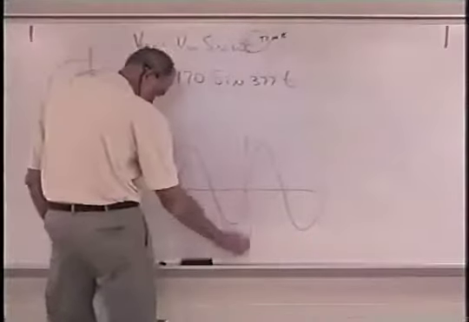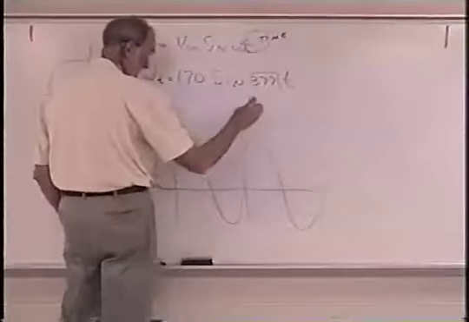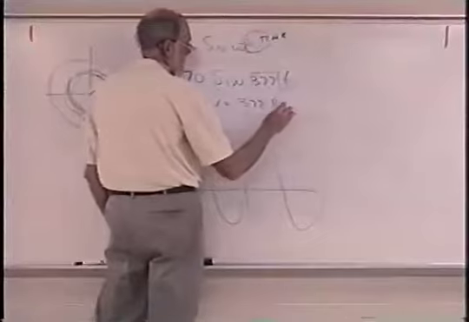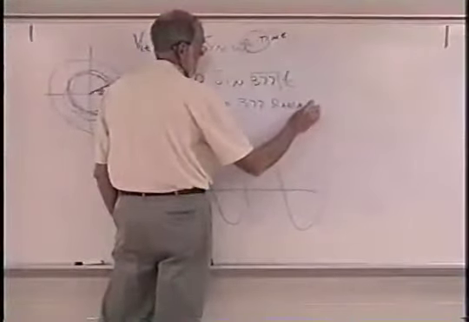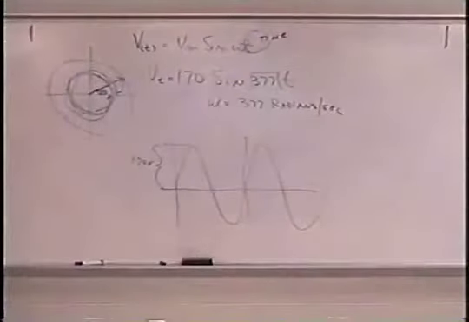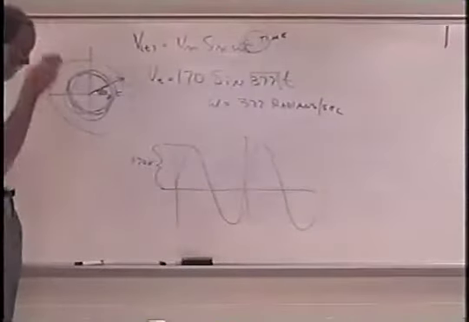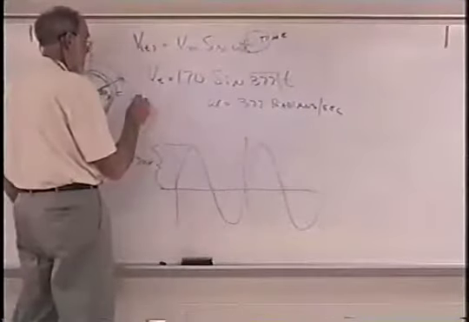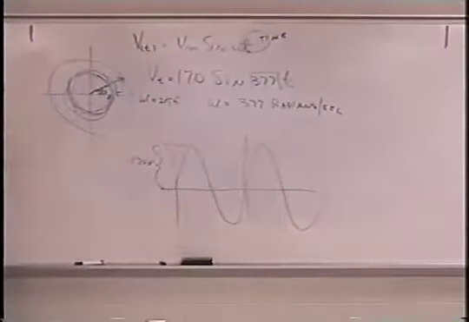And we need to know it has an angular velocity of 377 radians per second. So if I do a little bit of a calculation, this is a 60 hertz sine wave, but I can find out what that frequency is just by looking at this number here, because I know that omega is equal to 2 pi times the frequency. We just talked about that.